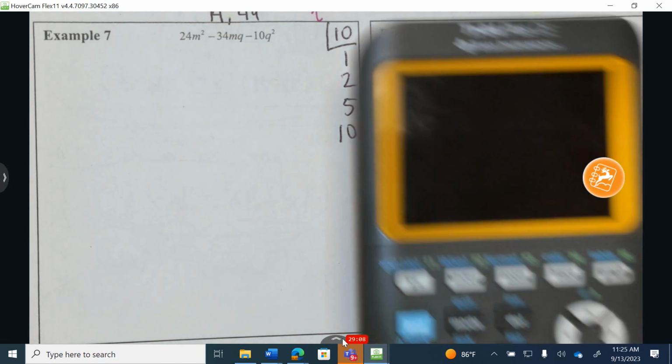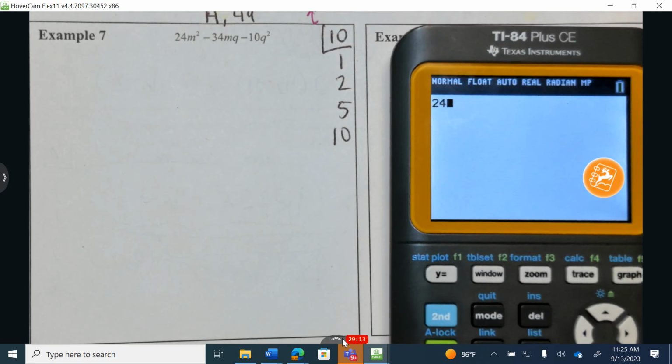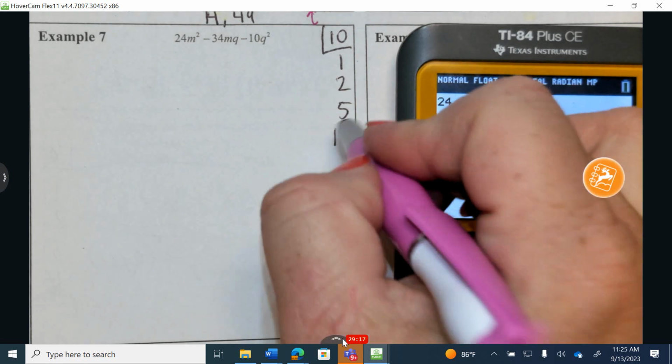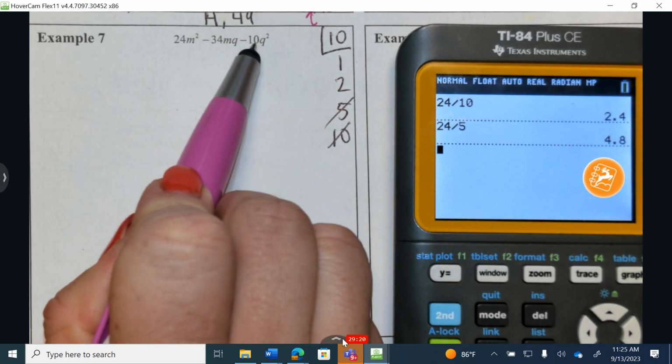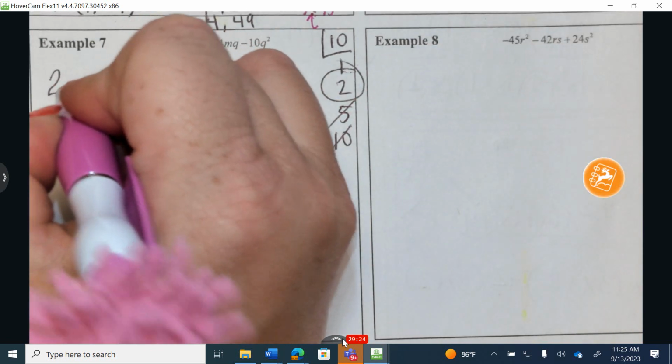All right, now grab your calculator, and if you can't do the mental math, use the calculator. 24 divided by 10, nope. 24 divided by 5, well, that doesn't work because they're both decimals. But all of these will be divisible by 2 because they are all even. So please put a 2 out front.